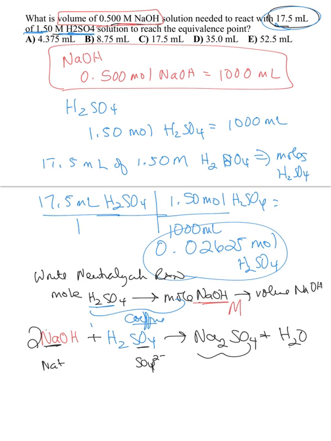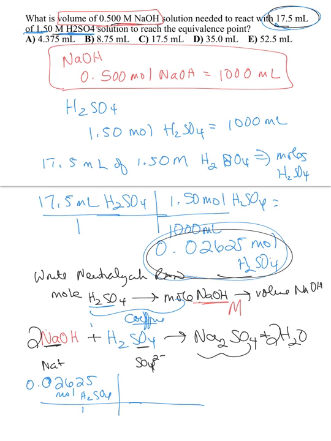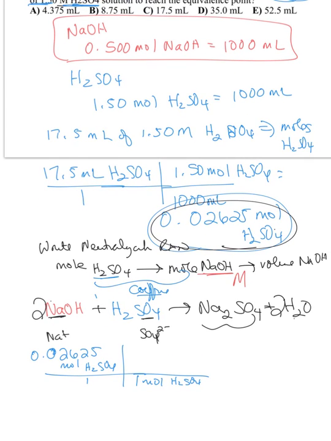How many hydrogens do we have? 1, 2, 3, 4. So we're going to need 2 here. Okay, so now we have our coefficients. You can check that. And we can go from our moles of sulfuric acid, 0.02625 mole of H2SO4 over 1. And then look at our coefficients, for 1 mole of H2SO4, we have 2 moles of sodium hydroxide.